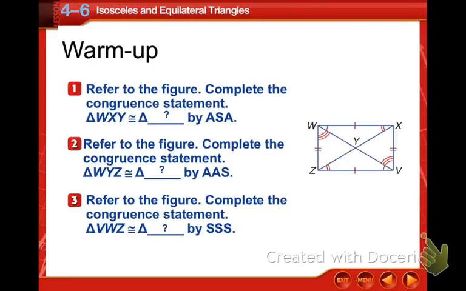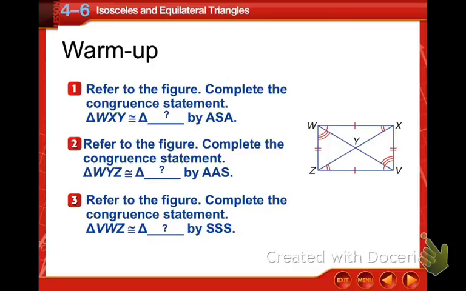Okay, so this is the last day of notes for Chapter 4. This one's all about isosceles and equilateral triangles. So triangle WXY is congruent to some triangle by angle side angle. So WXY is the top of all the triangles in this figure.